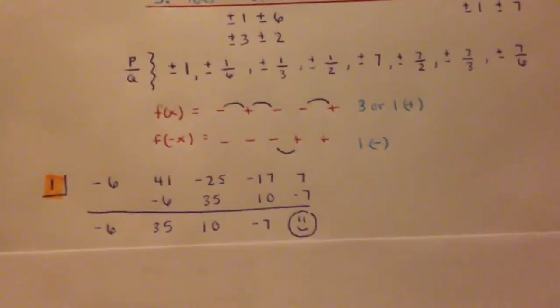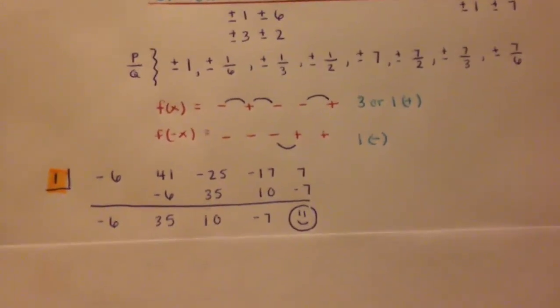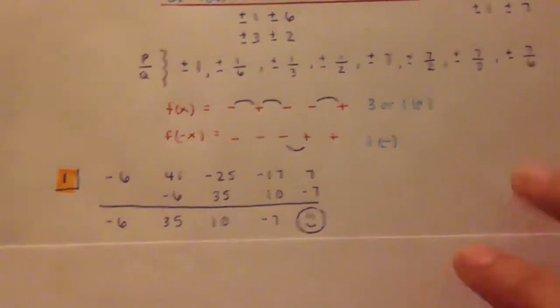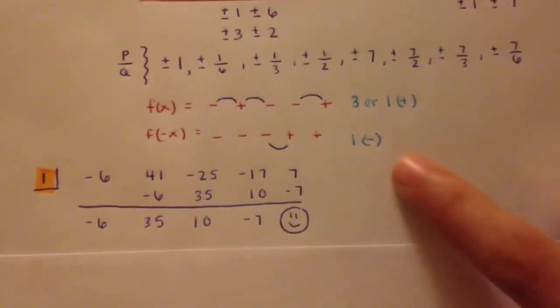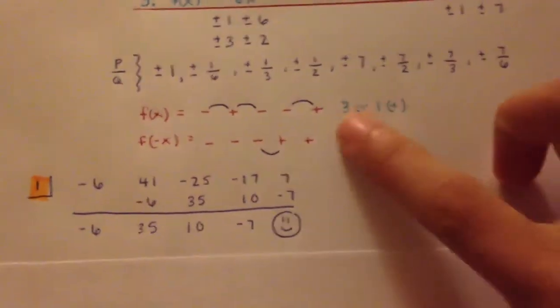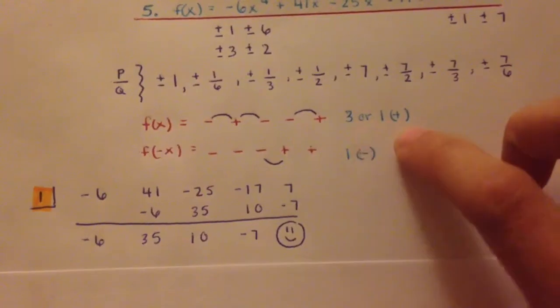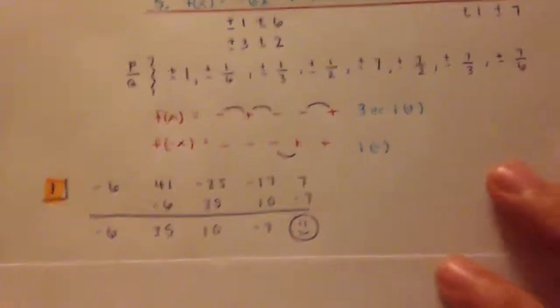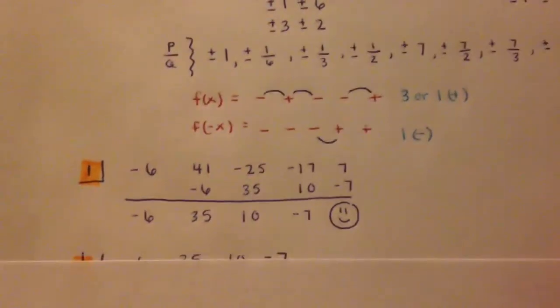So let's try to be brave and try a fraction. Just for the fun of it, let's try positive 1 over 3. We're not going to try negative because the odds of us finding the negative out of all these are pretty slim. We know that it's going to be 3 or 1 positive numbers, so let's try positive 1 over 3.